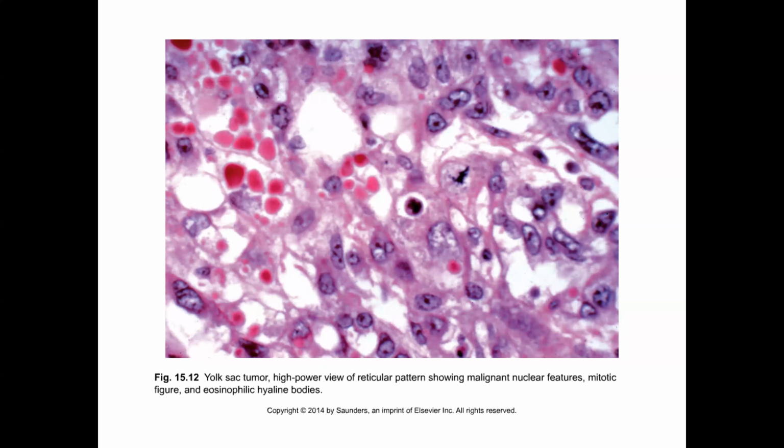Here at higher magnification, you can see these characteristic eosinophilic droplets, hyaline droplets, and the characteristic nuclear features, again, somewhat pleomorphic, a prominent nucleolus, and malignant nuclear features with mitotic activity and so forth.